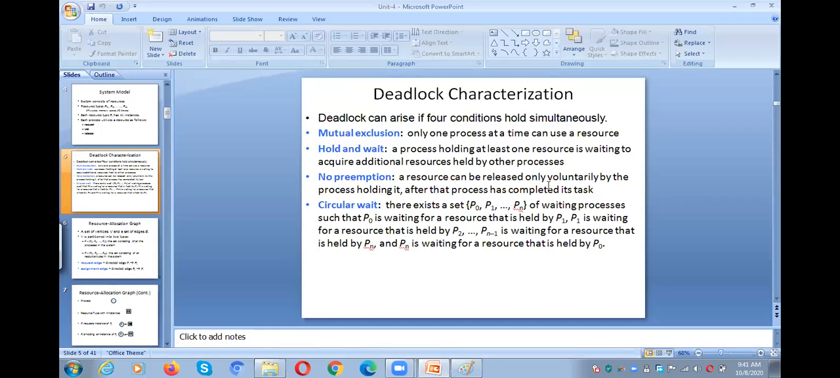No preemption. A resource can be released only voluntarily. So we cannot take the resource forcefully from a process. A resource can be released by the process voluntarily, after the process completes its task. During the execution, we cannot forcefully take the resource from a process.